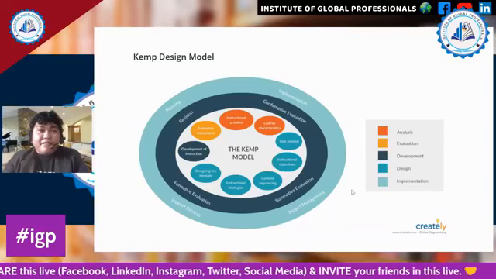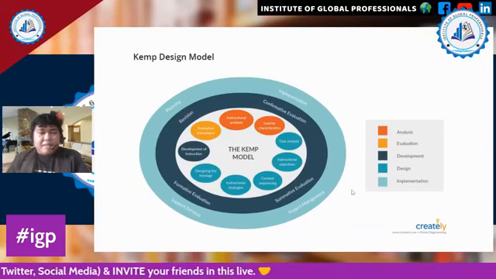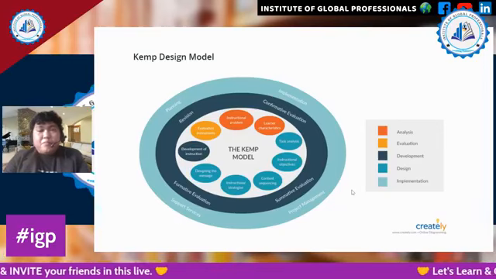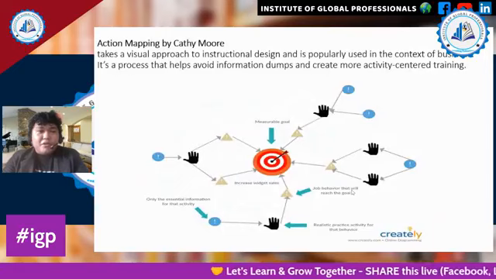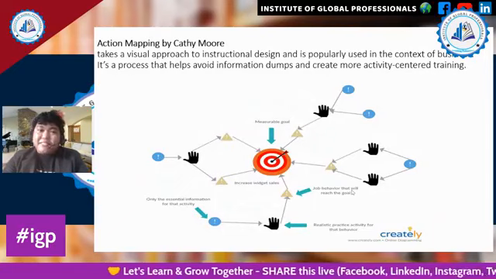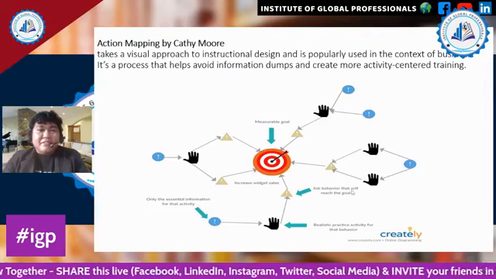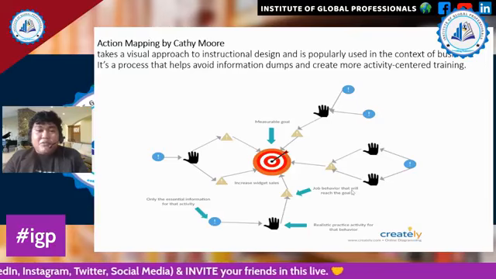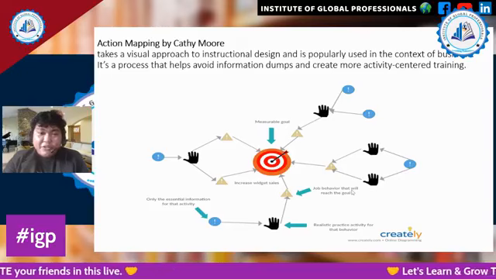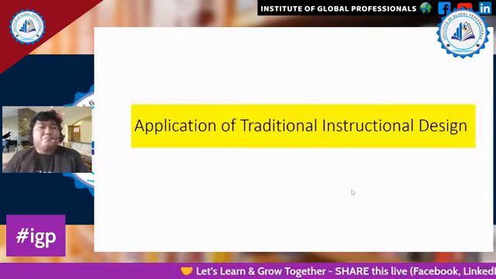We also have the ADDIE-like Kemp design model, which is a little bit the same as the ADDIE model. It's just that the steps are interchanged. The action mapping by Cathy Moore takes a visual approach to instructional design that is popularly used in business. If you have noticed, action mapping is like you are trying to identify the necessary steps in every action that you're doing. And then, if you are bombarded with problems, what solutions will you do?